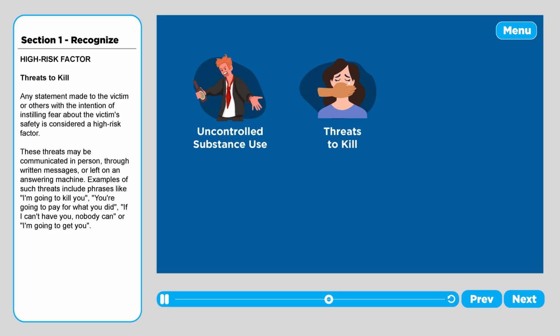Threats to kill. Any statement made to the victim or others with the intention of instilling fear about the victim's safety is considered a high-risk factor. These threats may be communicated in person, through written messages, or left on an answering machine. Examples of such threats include phrases like, "I'm going to kill you," "You're going to pay for what you did," "If I can't have you, nobody can," or "I'm going to get you."